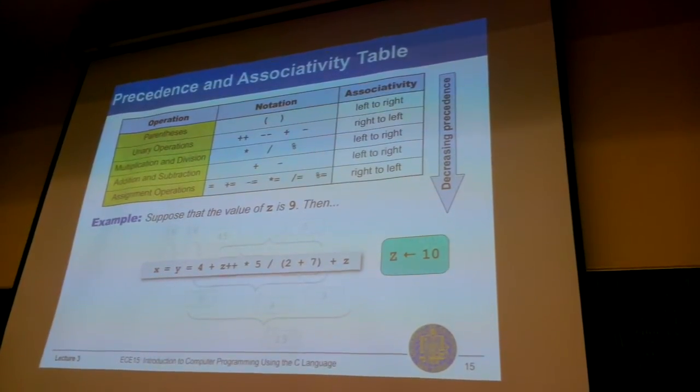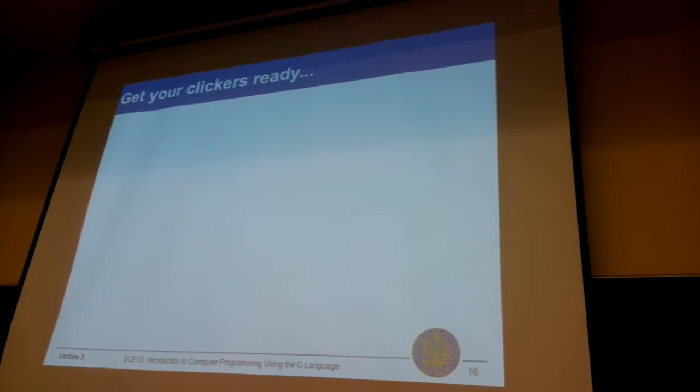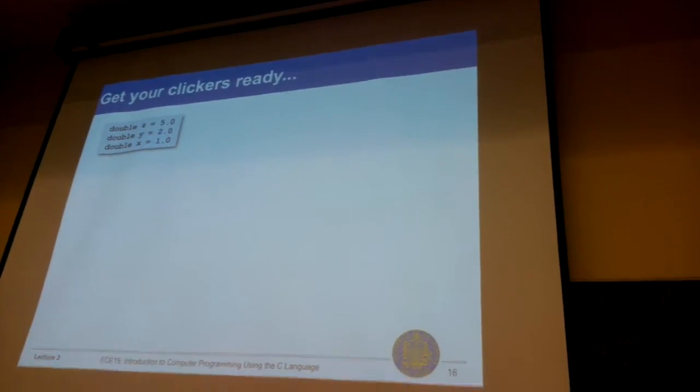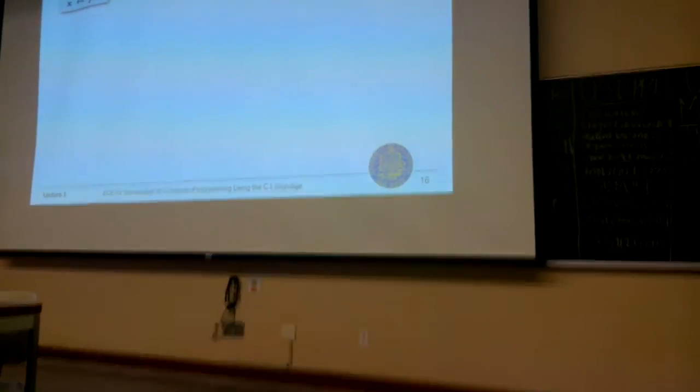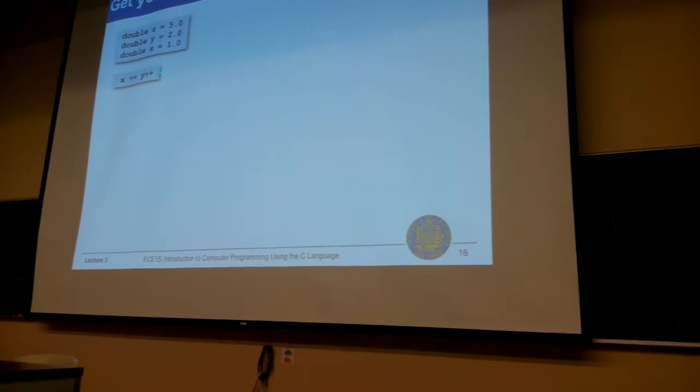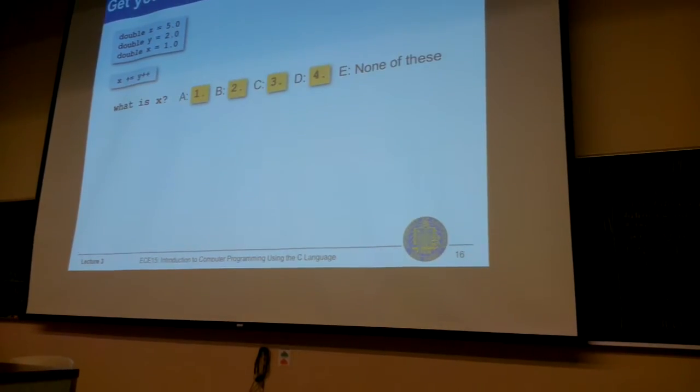So, get your clickers ready. We're going to go through a few examples to see where we're at. For all of these examples, we're going to have a set of variables. They're all doubles, y and x. Let's take a look at what x and y would be after this line of code, and pretend there's a semicolon here. In this case, I'm going to start writing responses now.